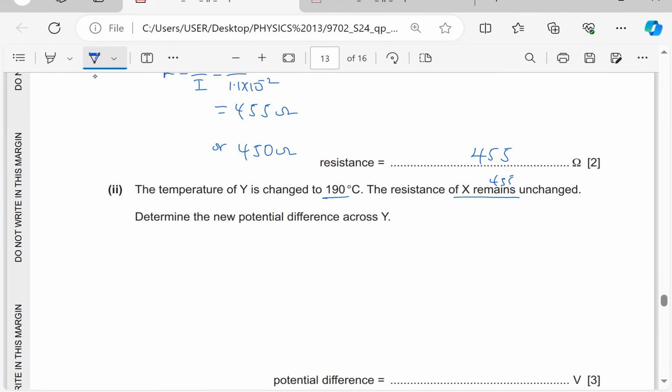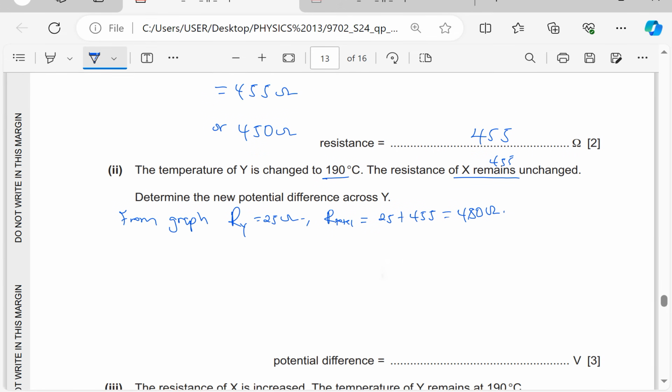So I'll say from the graph, R for Y is going to be 25 ohms. So now remember they're in series. So I will say total resistance, R total, is going to be 25 plus 455, which I think is 480. That is total resistance in series. Remember the EMF has remained the same. So the current must have changed because the resistance has changed.